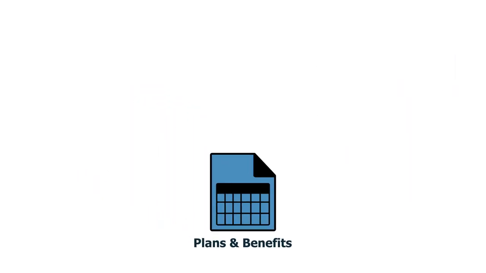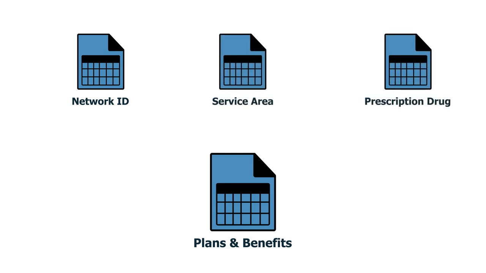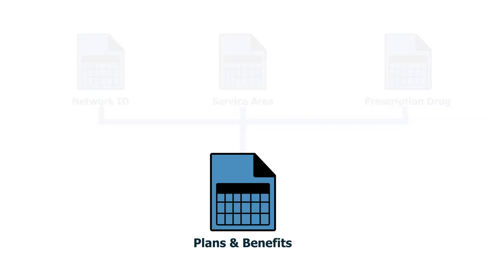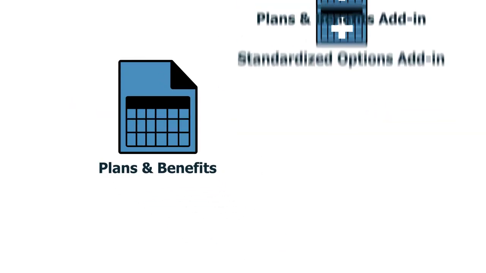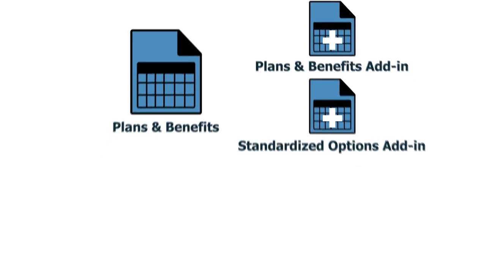Before filling out the Plans and Benefits template, you'll need to complete the Network ID template, the Service Area template, and the Prescription Drug template. You'll also need to download and save the Plans and Benefits add-in file and the Standardized Options add-in file to your computer in the same location as the Plans and Benefits template.